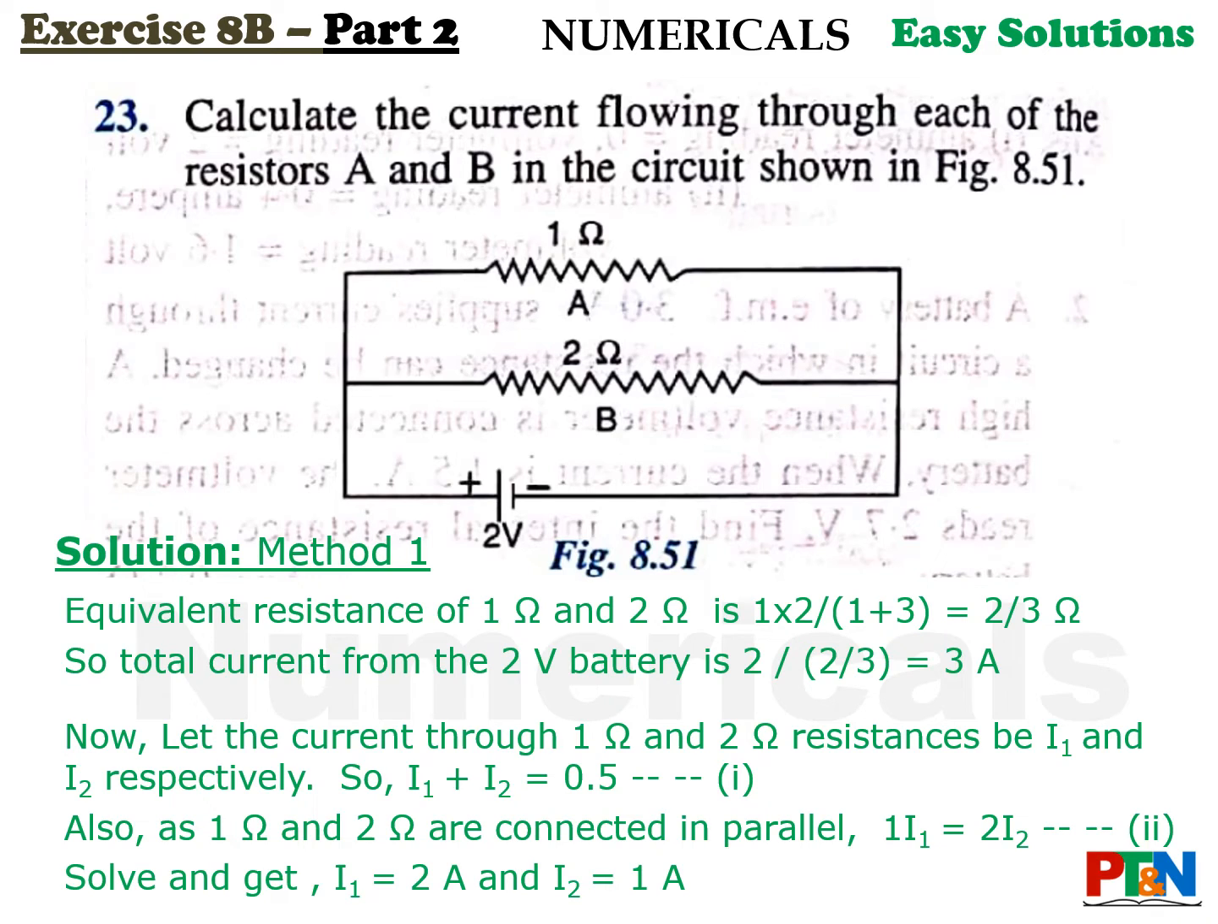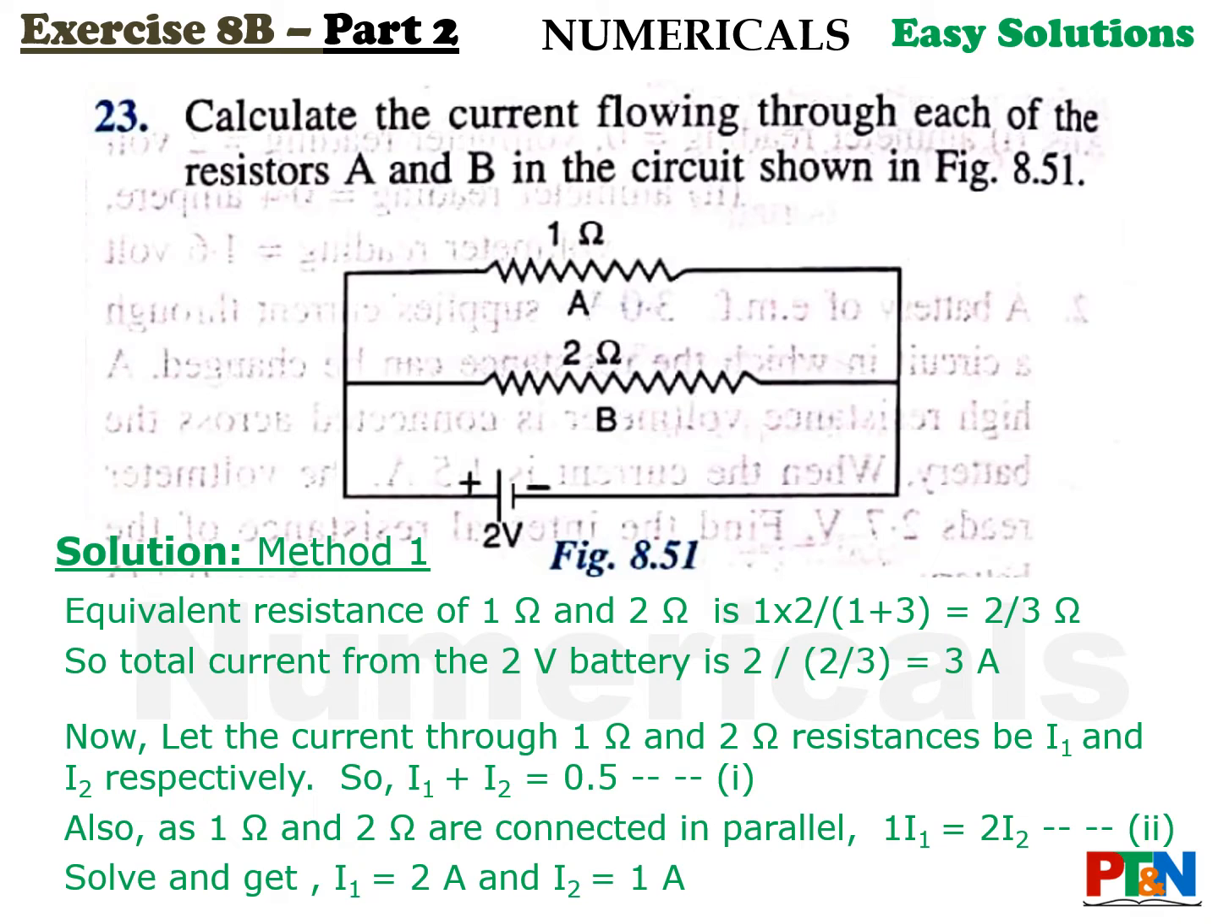Now let the current through 1 ohm resistor and 2 ohm resistor be I1 and I2 respectively, the way we had done. Again, frame an equation, in fact two equations, solve it, that will give you I1 as 2 ampere, I2 as 1 ampere.